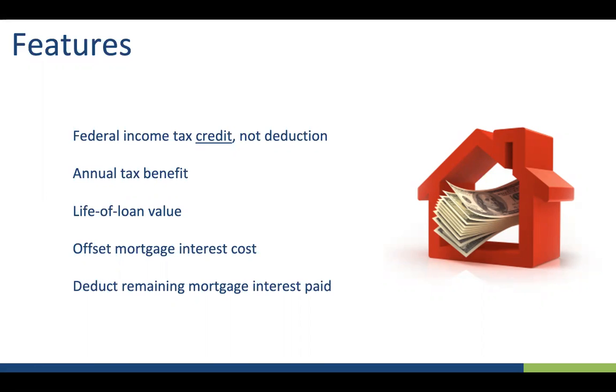You get the certificate, which you have to get prior to closing. You have to qualify for this and receive the actual certificate. It is an actual certificate prior to closing. And then every year when that buyer files their federal income tax, they will get a tax credit for a portion of their mortgage interest paid.